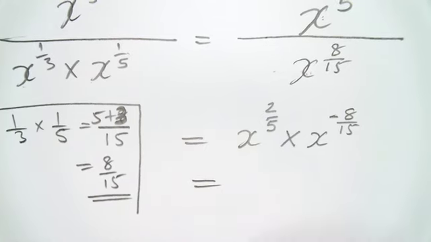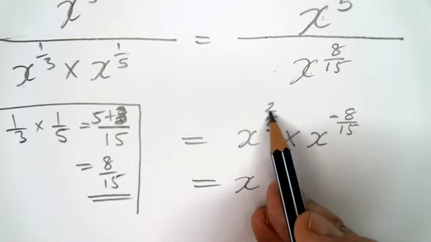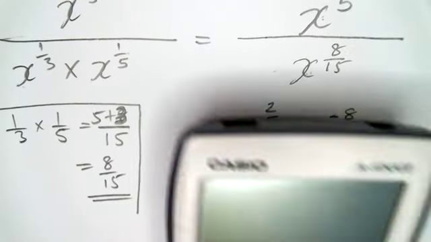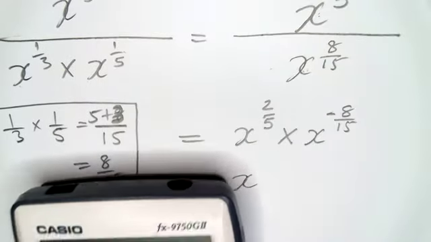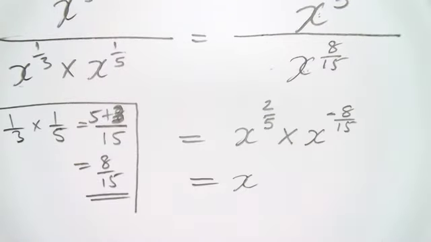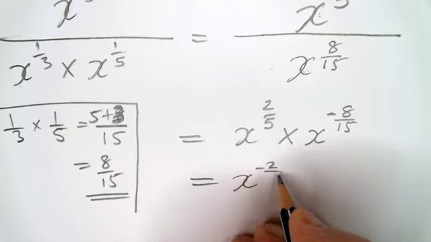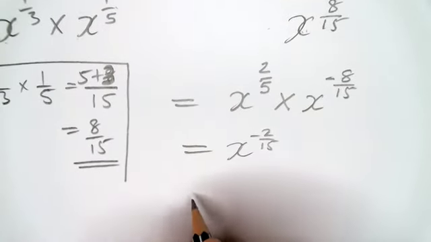So of course, the base is the same. So I'm going to go x to the power of, I'm just going to subtract these two. So I've got 2/5 minus 8/15, here it is. Where do we land? We've got -2/15. Now, that of course is the correct answer, but normally you wouldn't leave it like that.